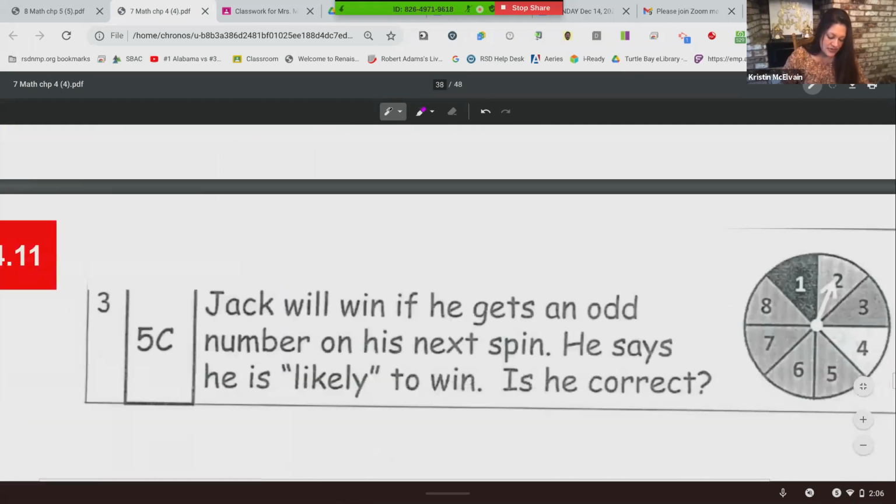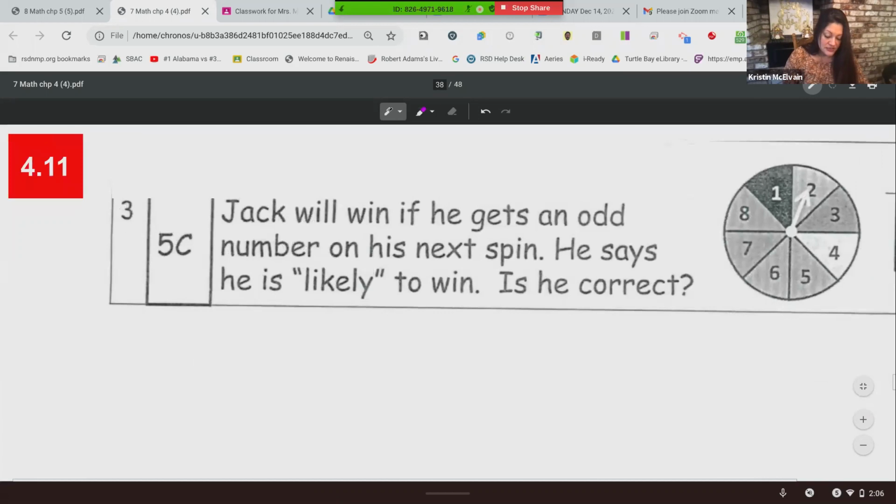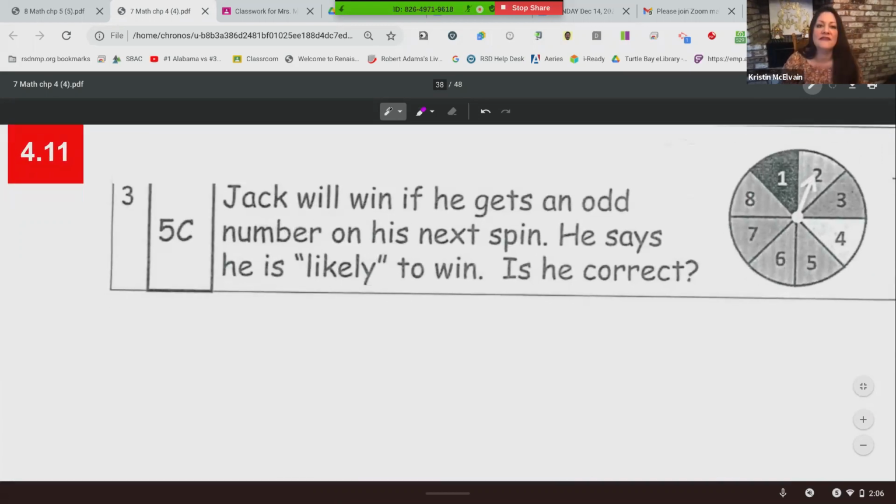Moving on to number 3. Here we have Jack. Jack will win if he gets an odd number on his next spin. He said he's likely to win. Is he correct? Okay, so looking at our little wheel of fortune here, we see that there are 8 possibilities. So he says that he's likely to win. He wants to get an odd number. Okay, so let's count how many odd numbers we have.